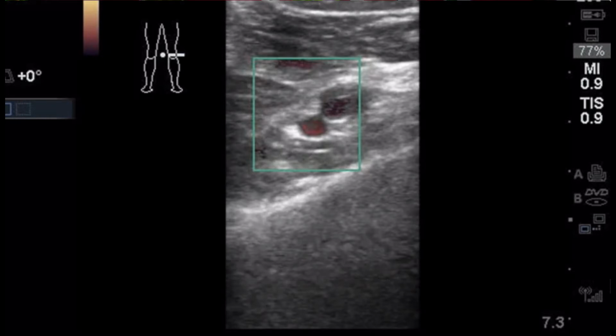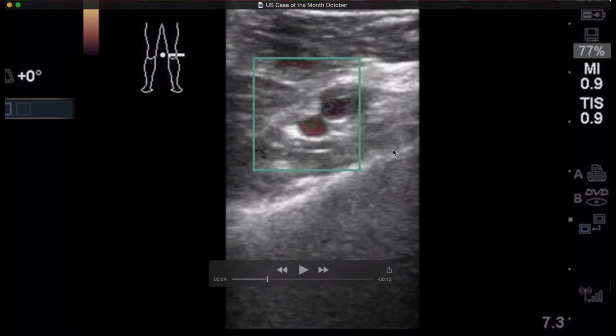The standard is really to evaluate the vein with compression. If the vein doesn't compress, you should be concerned about clot, and if the vein compresses and the walls are able to touch each other, then that rules out a clot in that portion of the vein.